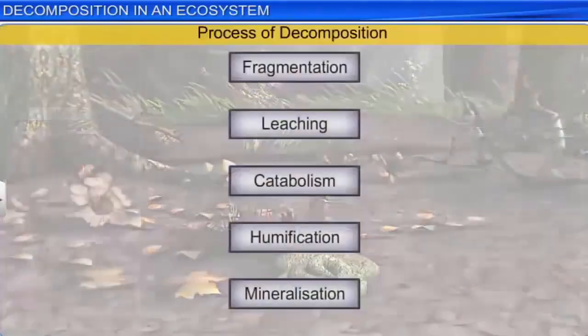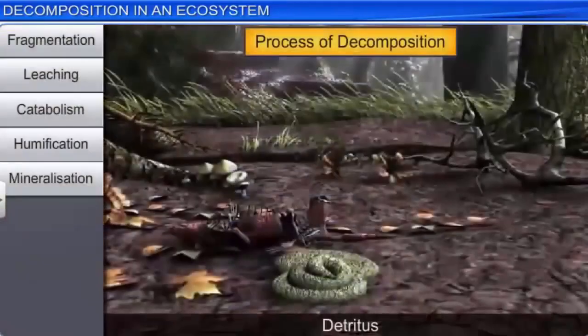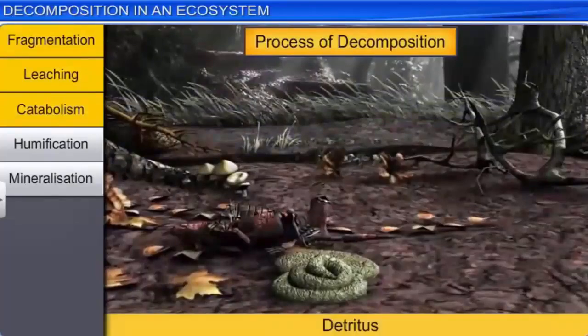Decomposition involves a series of important steps, namely fragmentation, leaching, catabolism, humification, and mineralization. Of these steps, fragmentation, leaching, and catabolism occur simultaneously on the detritus.